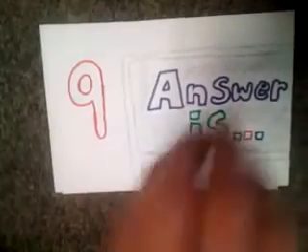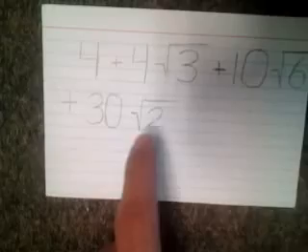9. The answer is, in this particular case, it's a pretty ugly looking answer of 4 plus 4 root 3 plus 10 root 6 plus 30 root 2, which is really, really disturbing.